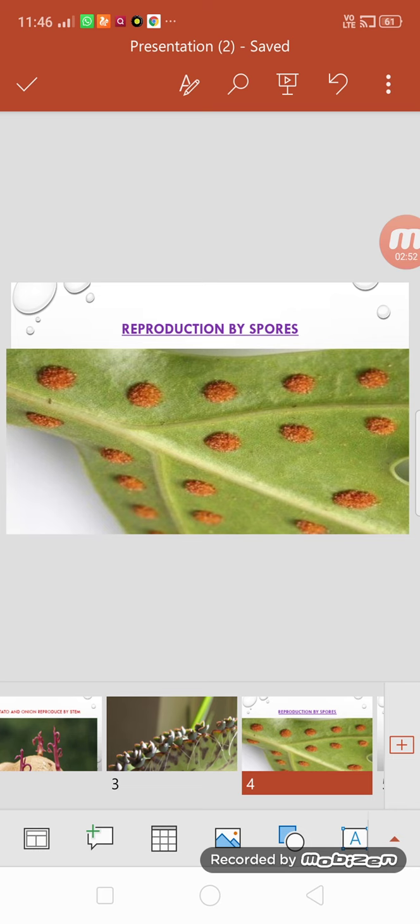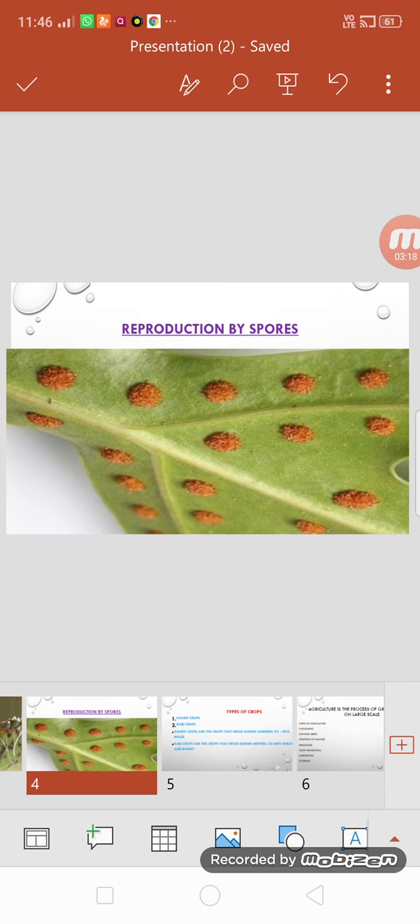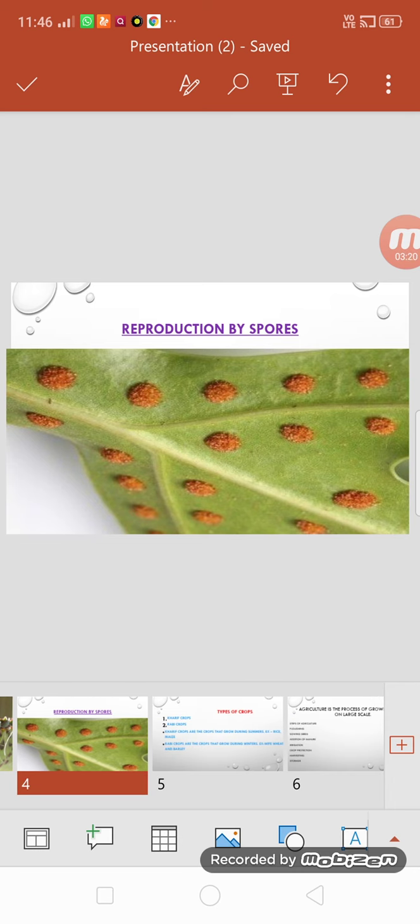Now which kind of plants reproduce by spores? Which do not have flowers, which do not produce flowers. For example, very simple example, mushroom. You might have seen mushroom, right? So mushroom is a very good example of a plant reproducing by spores. This leaf which I am showing you here is a leaf of fern plant. Okay, so that was about reproduction by vegetative propagation and reproduction by spores.